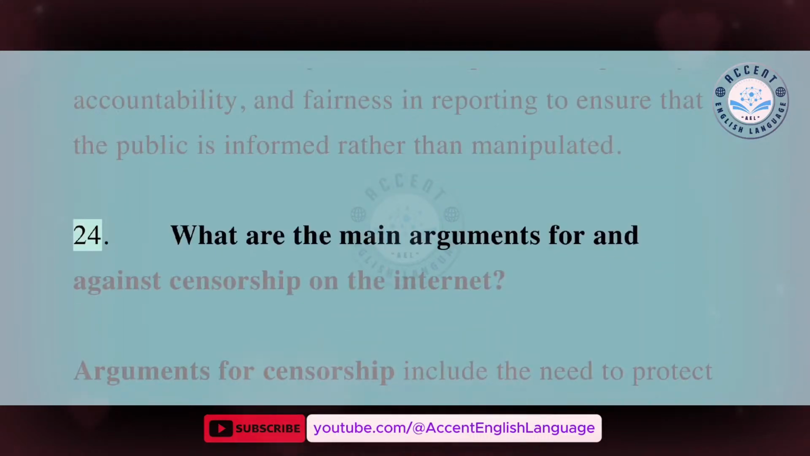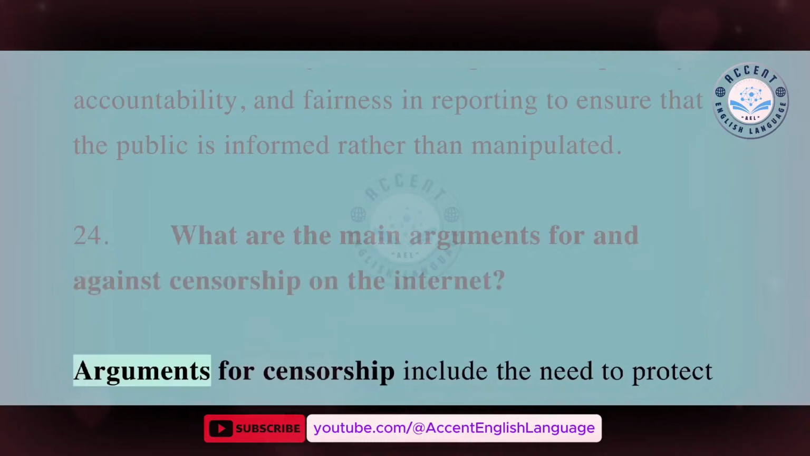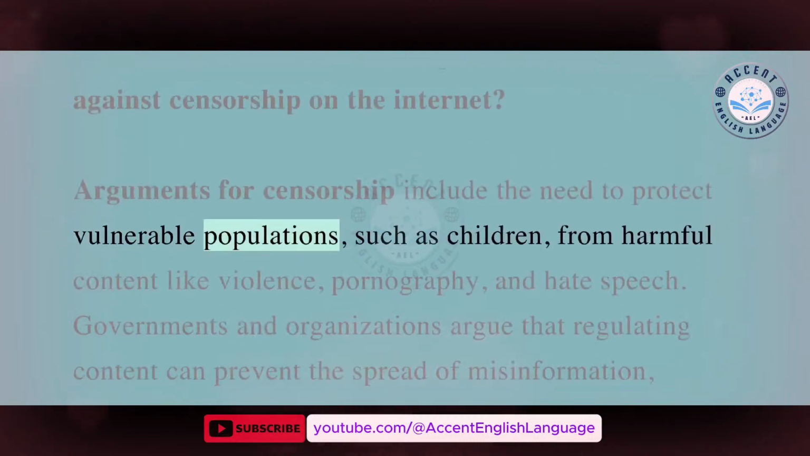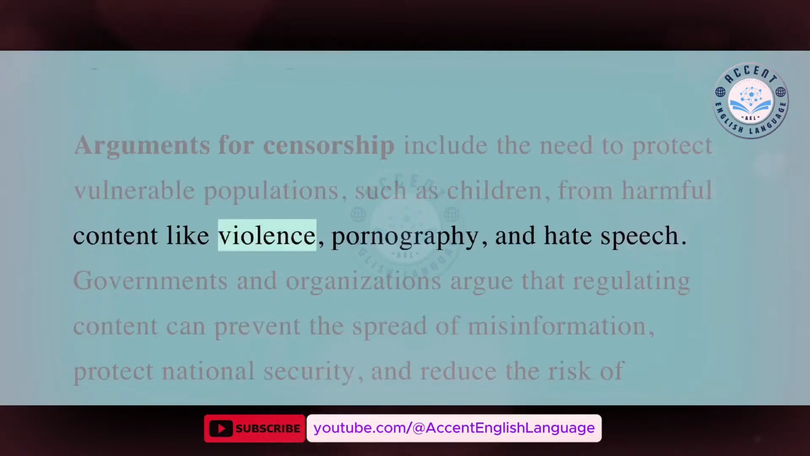24. What are the main arguments for and against censorship on the Internet? Arguments for censorship include the need to protect vulnerable populations, such as children, from harmful content like violence, pornography, and hate speech.